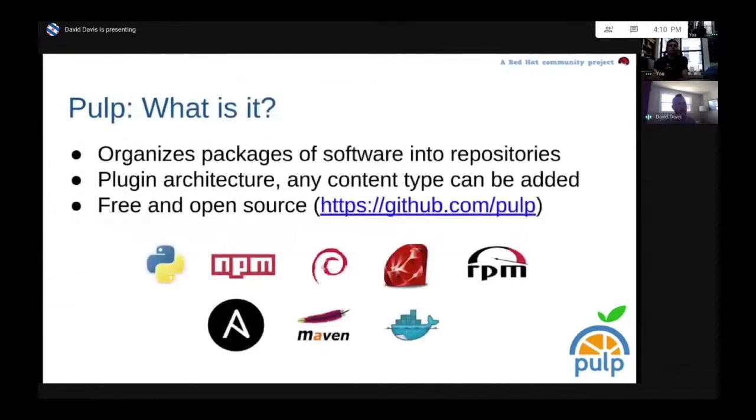So a quick rundown of Pulp. Pulp is a software project. You use it to organize packages of software into repositories. It has a plugin architecture, and we support a bunch of different content types. You can see some examples here: Python, NPM, Ruby gems, even Docker images. And you can create a plugin for any content type and extend Pulp to support that content type. Lastly, Pulp is entirely free and open source. It's on GitHub, so if you want to check it out, there's a link right there.